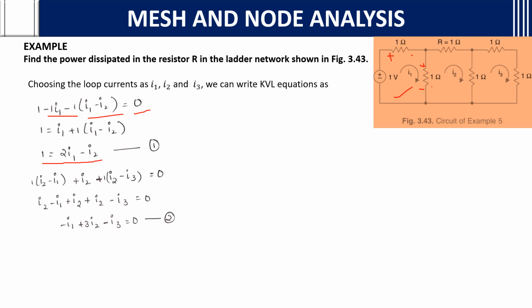And then we'll see the KVL for the second mesh. In the same way, first we'll write, again we need to consider the currents. Plus, minus, plus, minus, plus, minus. After considering, 1 into (I2 minus I1), then 1 into I2, then 1 into (I2 minus I3). If you rearrange this, you will get minus I1 plus 3I2 minus I3.